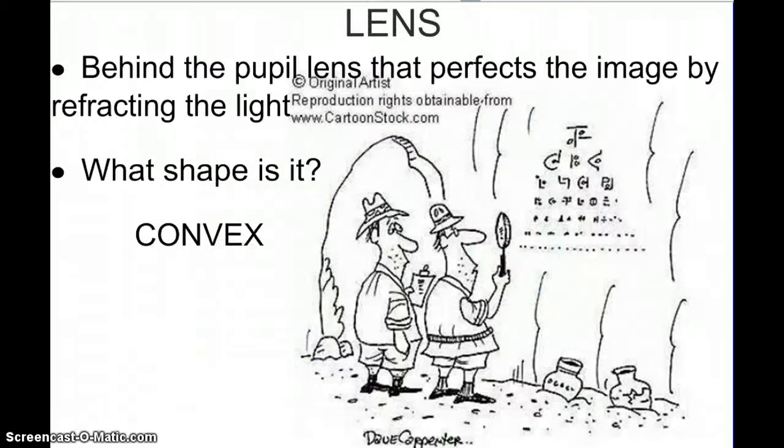The lens. The lens is behind the pupil, and it perfects the image by refracting the light. What shape is it? It is convex. And what's cool about our lens is that it changes its shape so that it can focus the light in just the right area of our eye. And so it does kind of minuscule changes to adjust the focal point of the light.